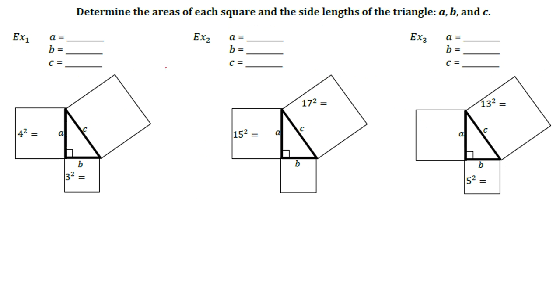Let's take a look at some examples. So again, remember our formula for the Pythagorean theorem is a squared plus b squared is equal to c squared. We can see in this example that this square is 4 squared, so that means that a is 4, and this area is going to be 16. Then this leg is 3 units long because we have 3 squared, so this area is 9. We said 3 times 3 gives me 9.